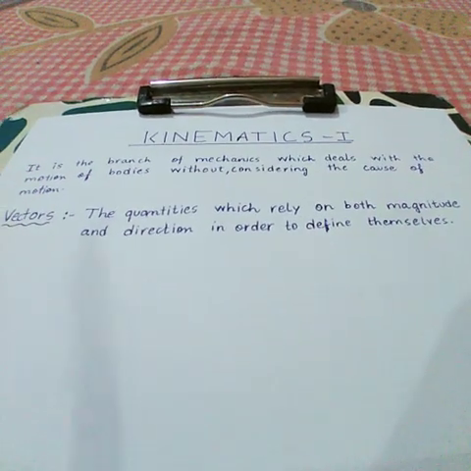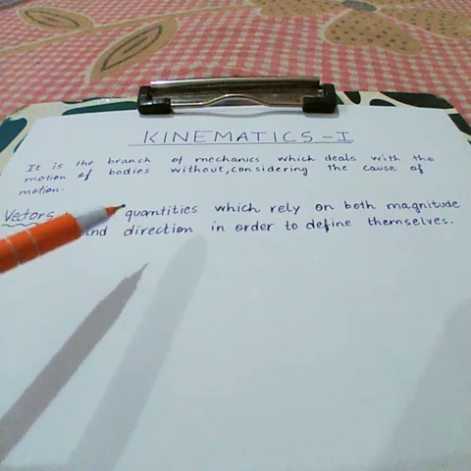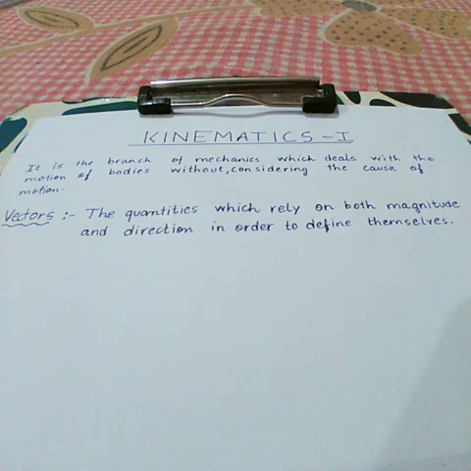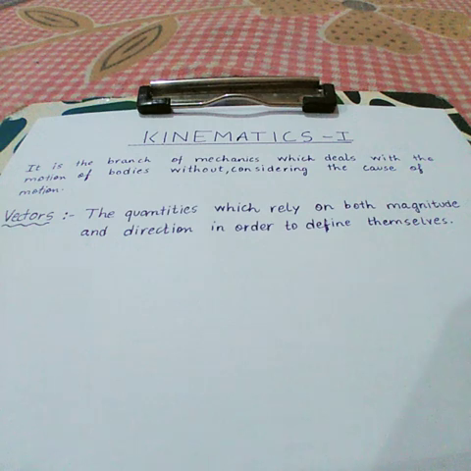Vectors, the quantities which rely on both magnitude and direction in order to define themselves, are known as vectors, which means that vectors need direction. That is why they are distinguished from scalars. Scalars do not need direction, they have magnitude. But vectors have both magnitude and direction. So it makes them the most suitable physical quantity to define anything in mechanics. And that is why the study of vectors in this chapter is going to be so important.